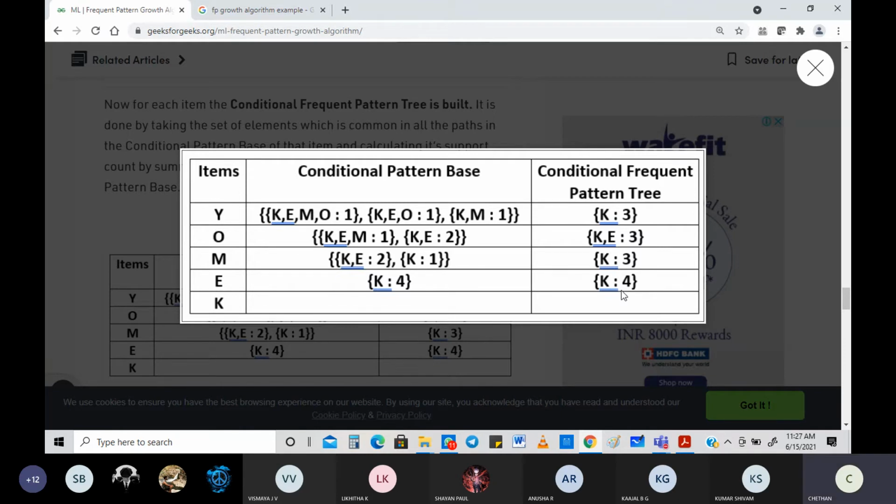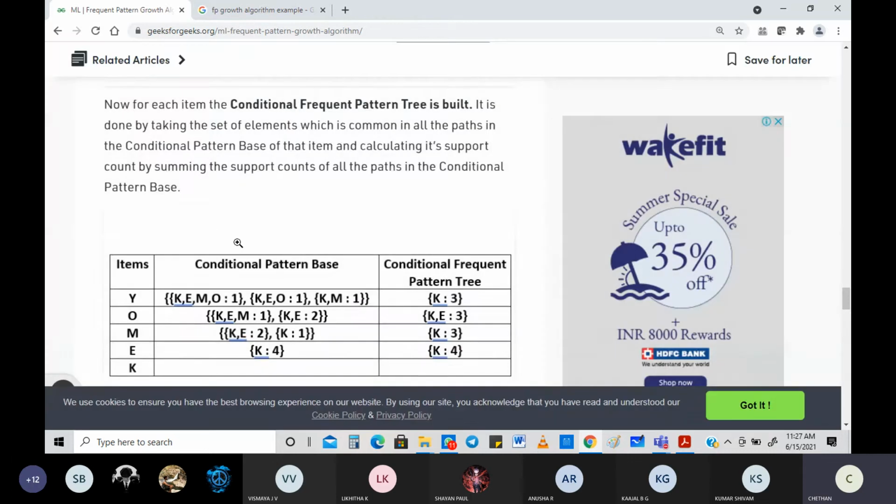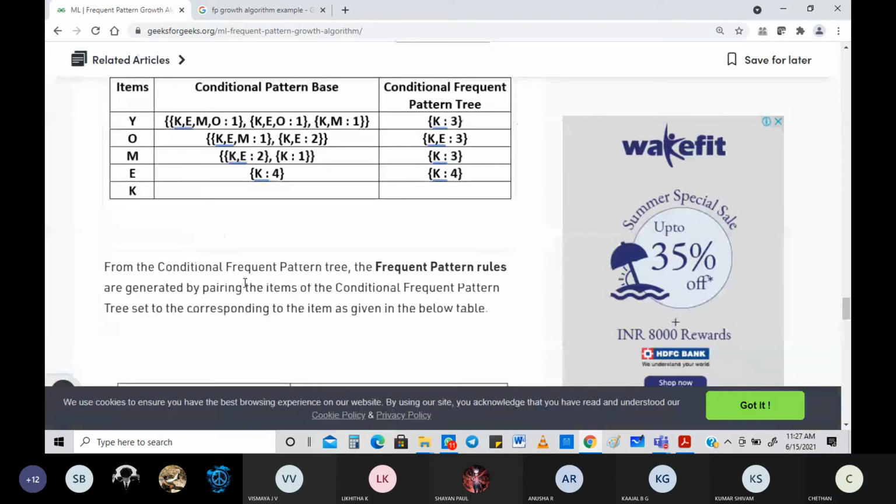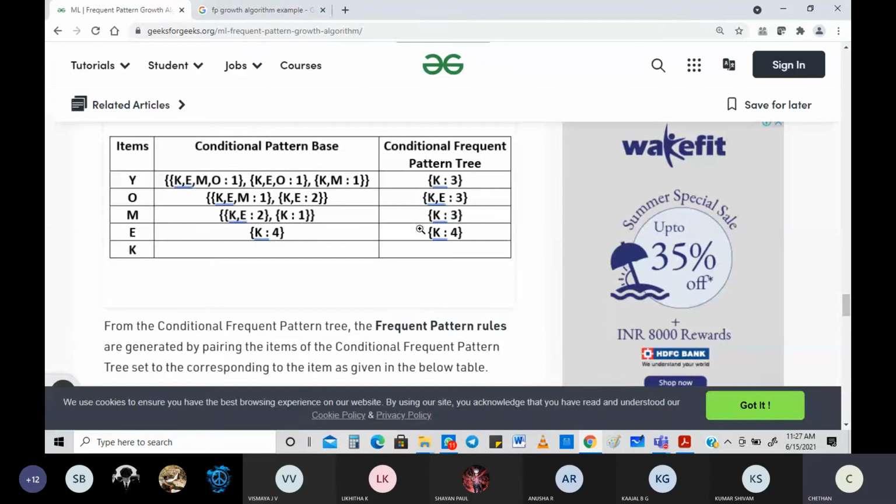So this is what you got. And be careful, we need to keep this. What was the minimum support? We have taken a minimum support of 3. Are we getting that 3? Yes, it is either 3 or more than 3. So this is what you got. Now what is the next thing? The fourth step is done. Then the fifth step.